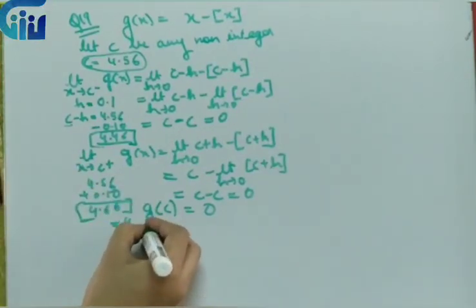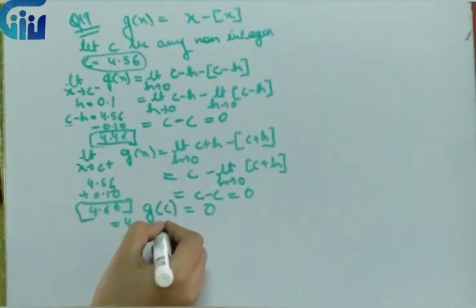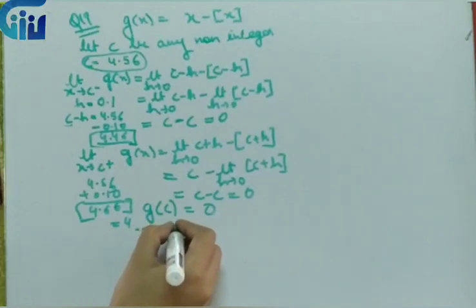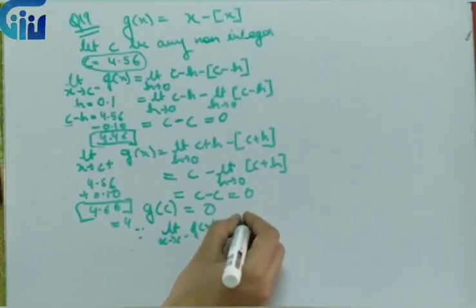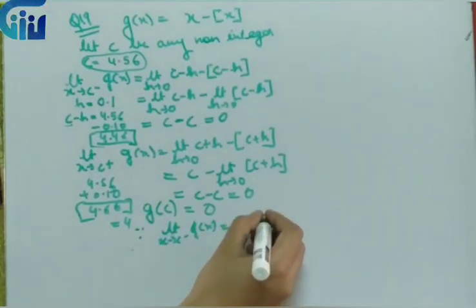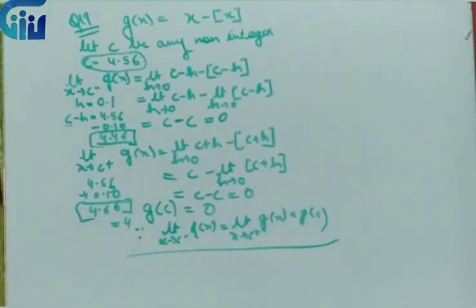So what will we say? Therefore, since the left hand limit, limit x tending to C minus of g(x), is equal to limit x tending to C plus of g(x), is equal to g(C), the given function is continuous for all non-integral points.